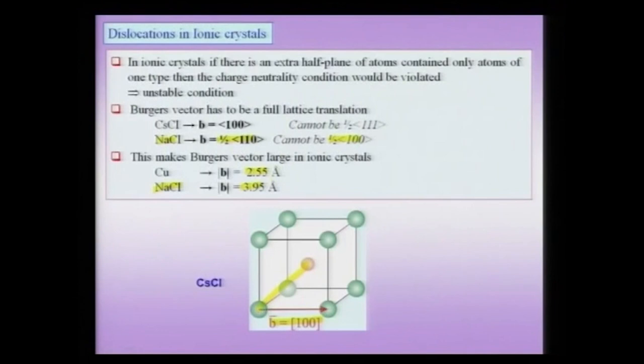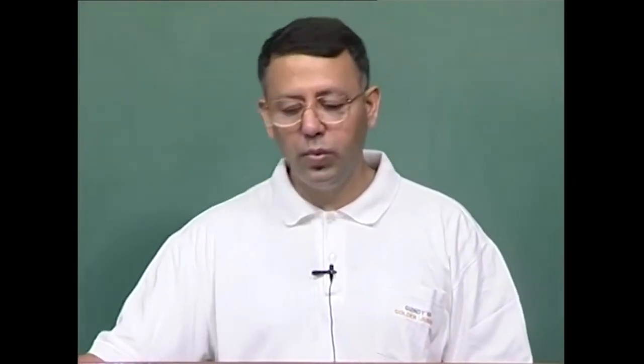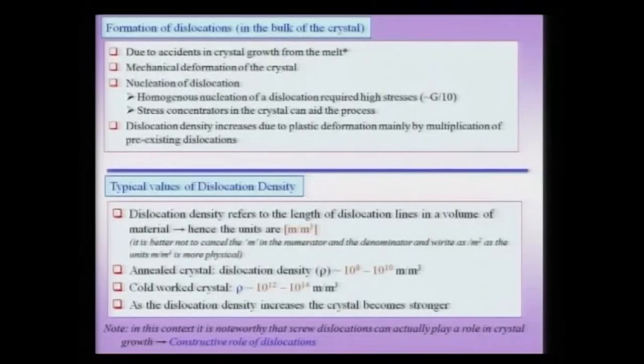So, the simple rule for ionic crystals is that the Burgers vector has to connect one lattice position to the other, and therefore, cannot connect the position in one sublattice occupied by one kind of ion to another sublattice which is occupied by another kind of ion.